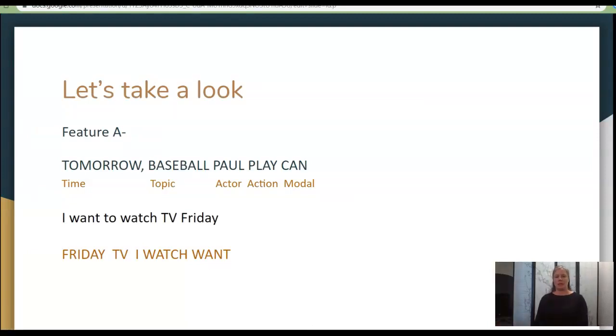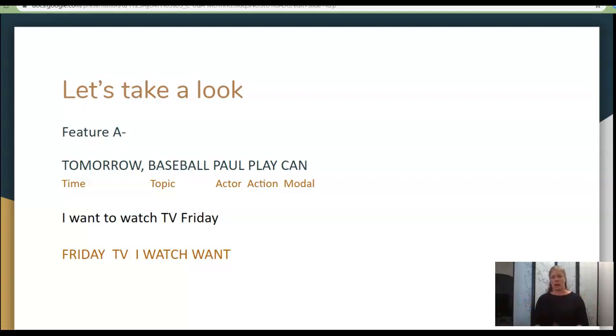So here's some examples. So feature A, the first feature: time, topic, actor, action, modal. Here we go. Again, these are capitalized because that's the glossing of the ASL to represent the ASL sign. So we've got time, topic, actor, action, modal, right? So we've got, again, tomorrow as our tense. So in English, that would be, Paul can play baseball tomorrow.